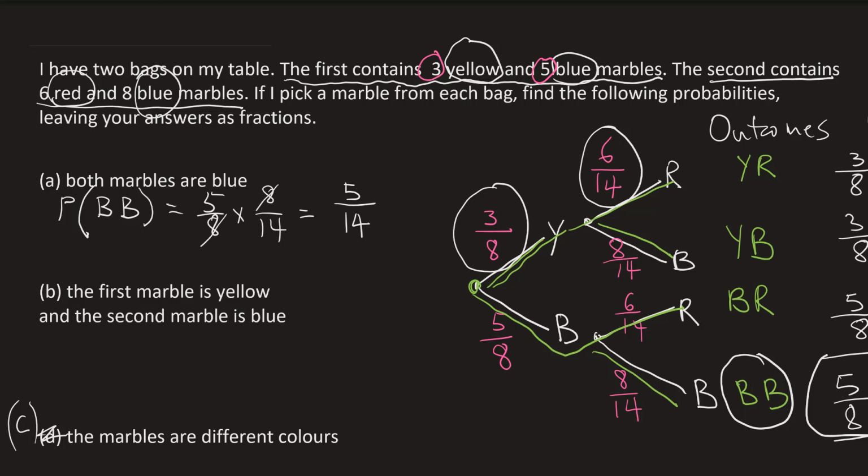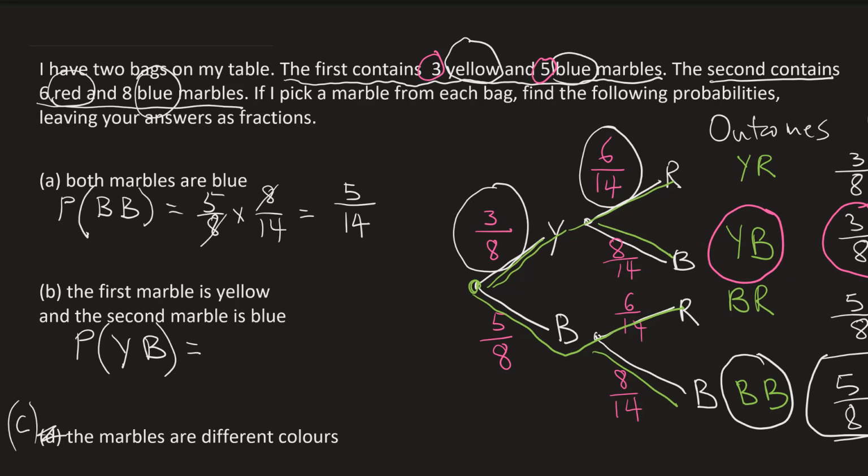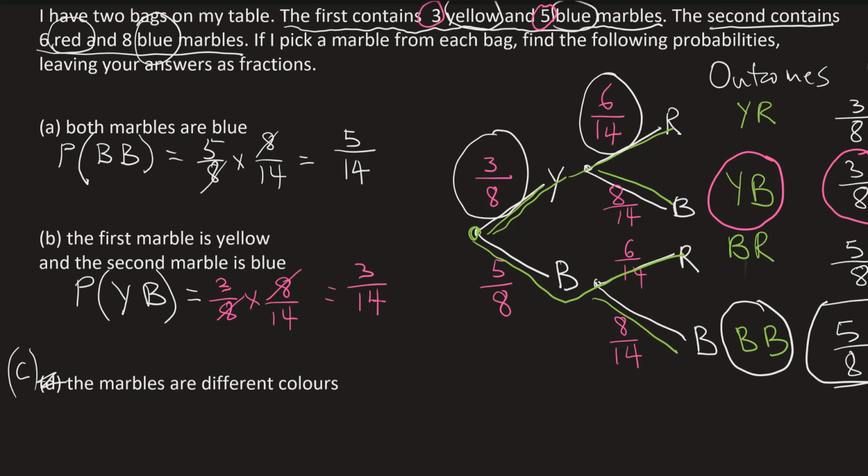The second one. The first marble is yellow, so I want the probability of a yellow, and the second marble is blue, so it's a yellow-blue. Let's move across to our tree diagram. Yellow-blue is this one, and the probability is 3/8 multiplied by 8/14. Cancel these two 8's and my answer is 3/14. So the probability of getting a yellow followed by a blue is 3/14.